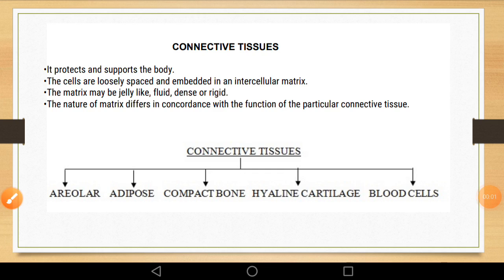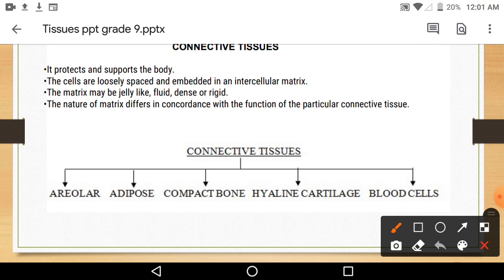Good morning, students, and welcome back to our fourth session of the chapter Tissues, chapter number 6. In the last lecture, we learned about the different types of animal tissue, that is, the four main types: the epithelial tissue, the connective tissue, the muscular tissue, and the nervous tissue. In the last lecture, we learned about epithelial tissue. Today, we are going to learn about connective tissue.